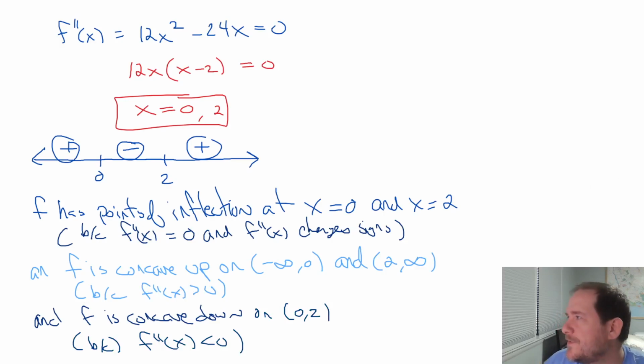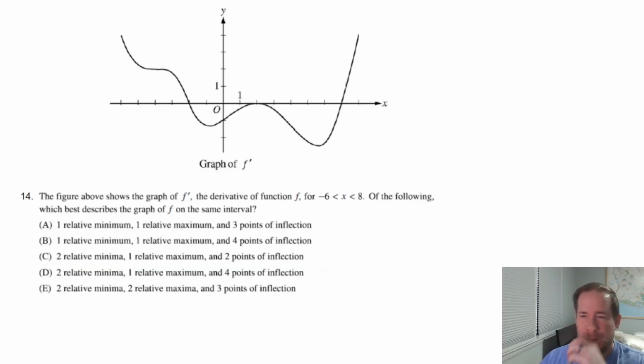There's only one question left, and it's kind of an easy one because we just read the graph. Although I shouldn't say it's easy. These can be tricky. It says the figure above shows the graph of f prime. You're looking at the first derivative. Of the following, which best describes the graph of f on the same interval? So it says 1 relative minima, 1 relative maxima, and 3 points of inflection.